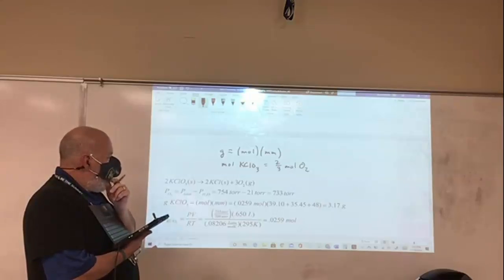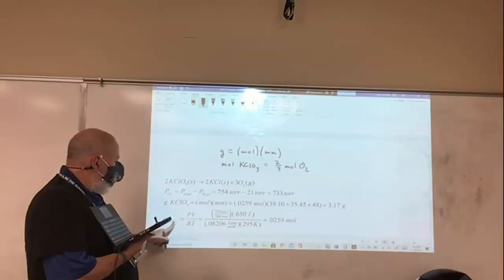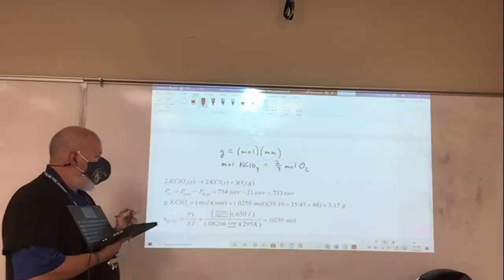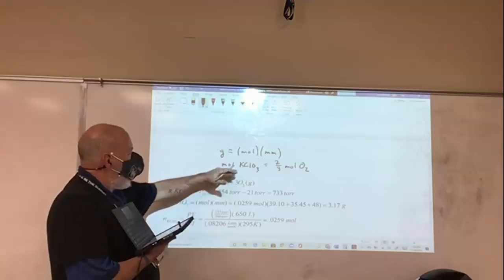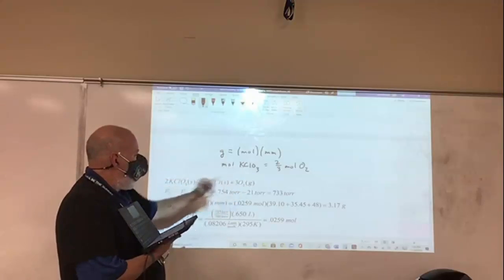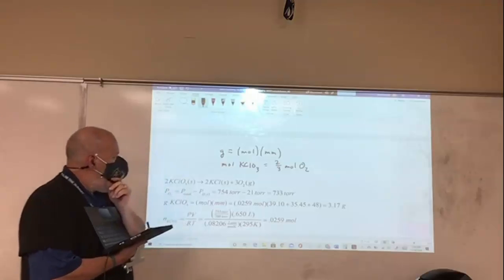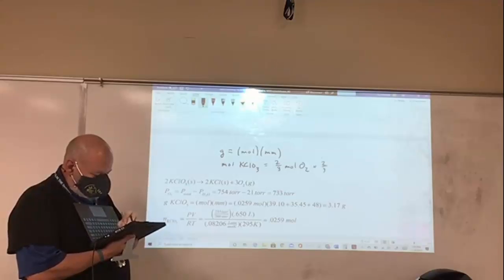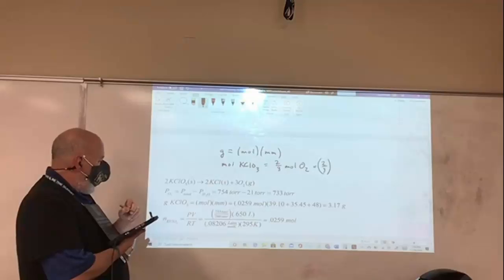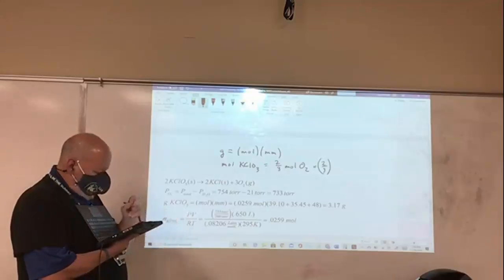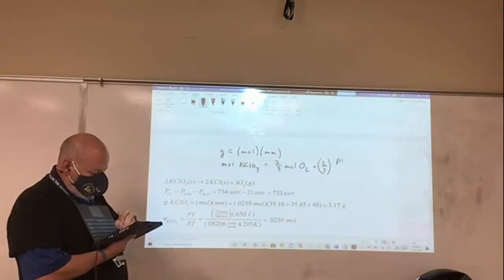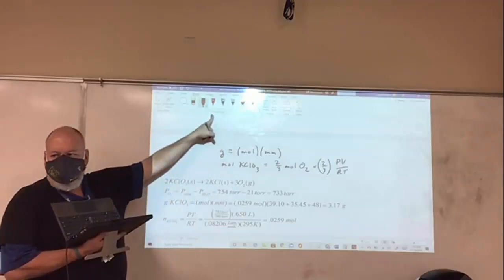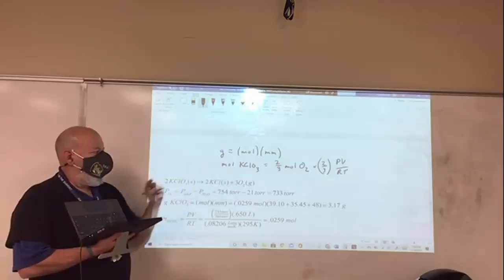Okay? And that's what I have to set equal to PV over RT. Okay? I forgot to say that this is equal to 2/3 of the number of moles of oxygen. So 2/3 times the moles of oxygen is what's going to be equal to PV over RT. Because it's not the moles of KClO3 that's causing the pressure in the tube, right? It's the oxygen that's causing the pressure.